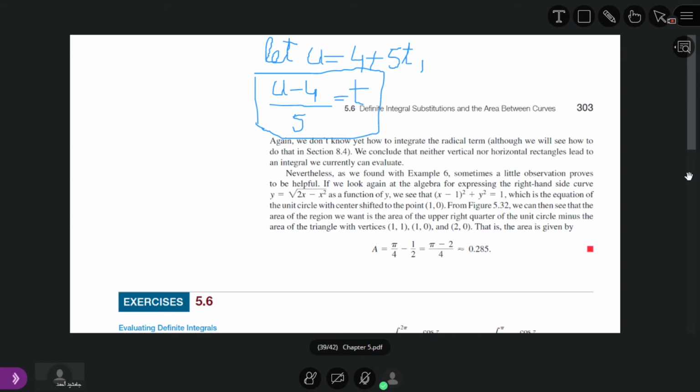Now we find the value of dt. How can we find the value of dt? By taking the derivative of u with respect to t. So what is the derivative of u with respect to t? What is du over dt equal to?